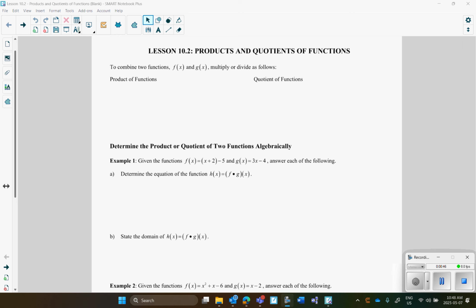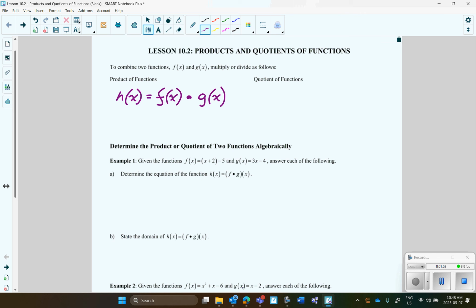Same idea with multiplying and dividing. Okay? So if you want to create a new function h of x by multiplying some function f of x times some other function g of x, you just use a dot. That means multiplication. It may also look like this. Both of those mean the same thing. It just means take function f and function g and multiply them by each other.